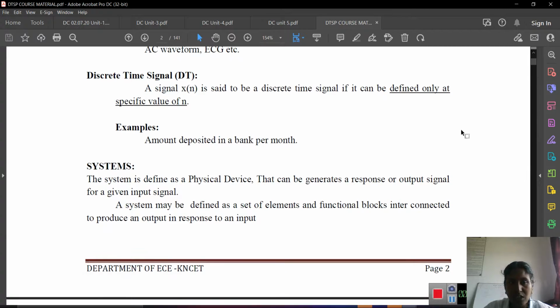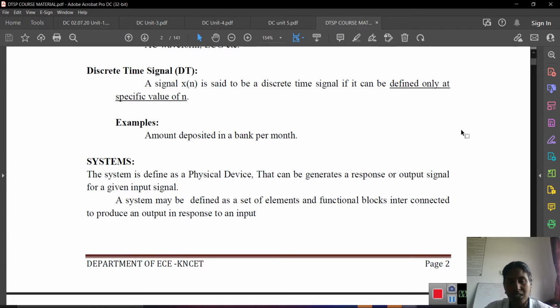Now we move to the discrete time signal. A signal x of n is said to be a discrete time signal if it is defined only at specific values of n. For example, the amount deposited in a bank per month.